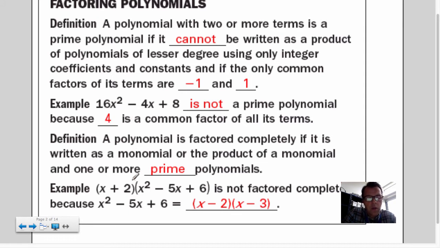And so also here, another definition: a polynomial is factored completely if it can be written as a monomial or product of monomial and one or more prime polynomials. So here, you probably factored out x plus 2, and you're saying, hey, am I done? Have I factored completely? But notice that this quadratic could be factored a step further.